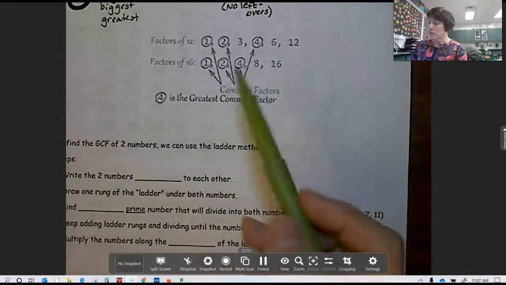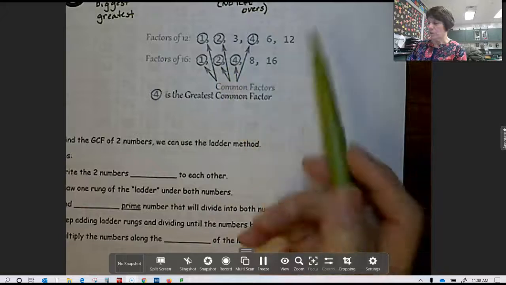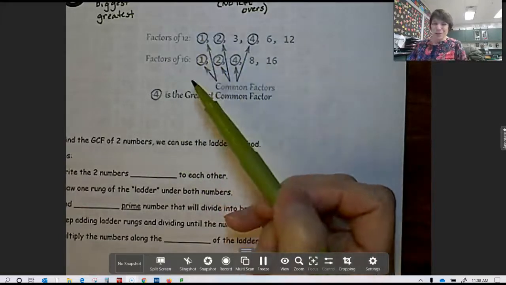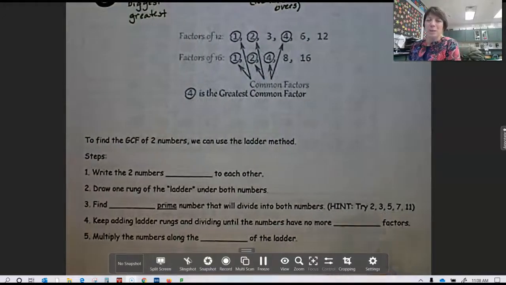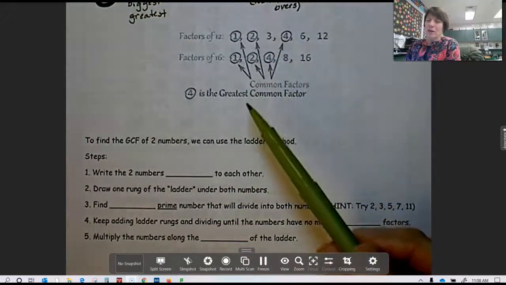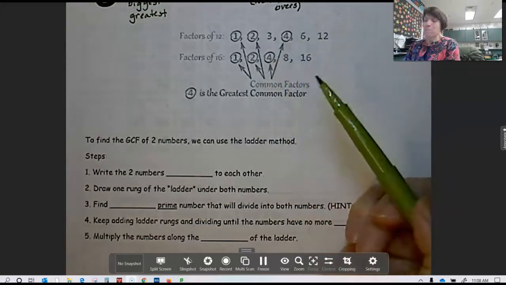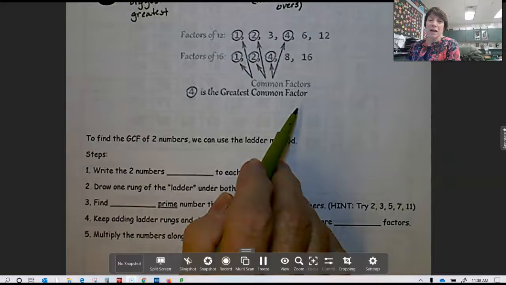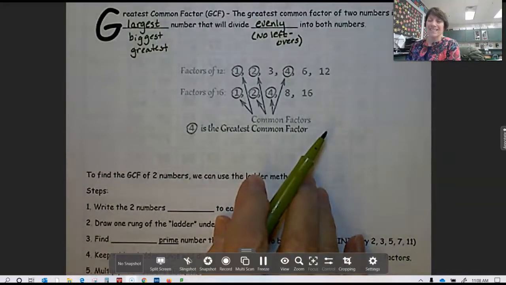So as we look at these two lists, we see that 1 is common to both, 2 is common to both, and 4 is common to both. 1 is always going to work, right? So we kind of disregard 1 when we're thinking about factors. 2 is a common factor, but if you'll notice, 4 is the biggest or the greatest common factor. So 4 is the greatest common factor for the numbers 12 and 16.